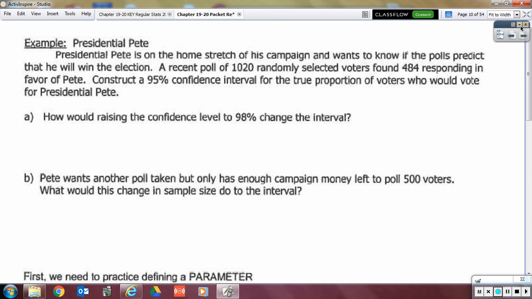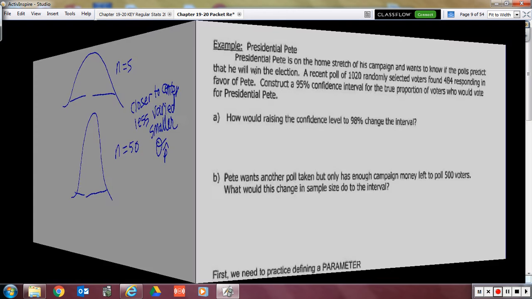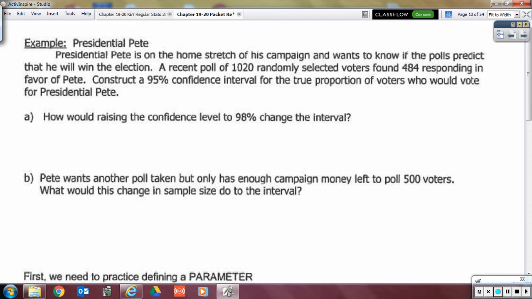All right. So Presidential Pete is in the home stretch of his campaign, and he wants to know if the polls predict that he will win the election. In a recent poll of 1,020 randomly selected voters, which, by the way, the Gallup polls, they will call people until they get 1,000 responses, or in that vicinity. So this is a very valid amount. That's generally what they go for to get a good estimate. They found that 484 responded in favor of Presidential Pete.